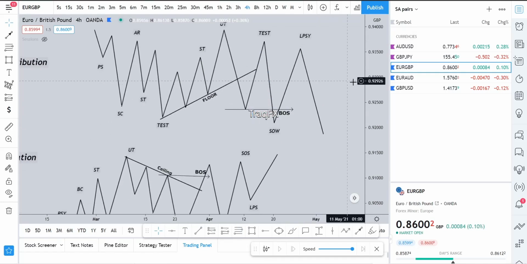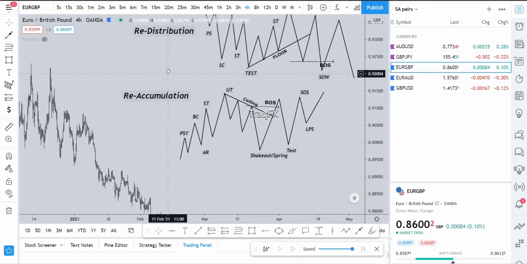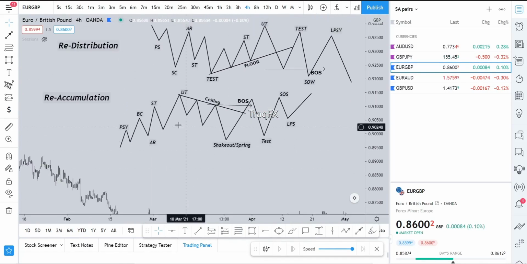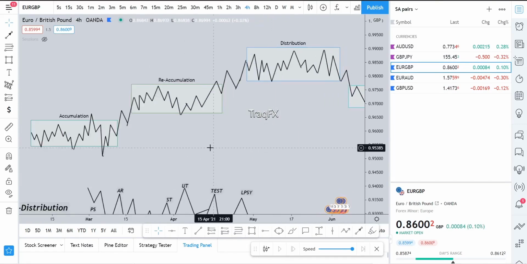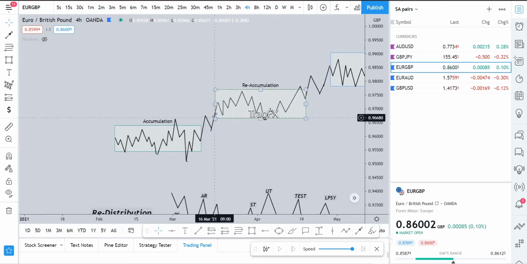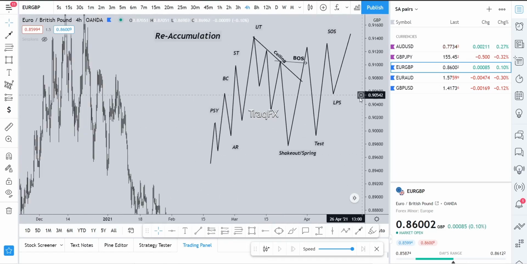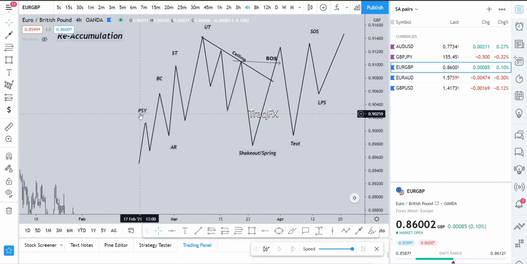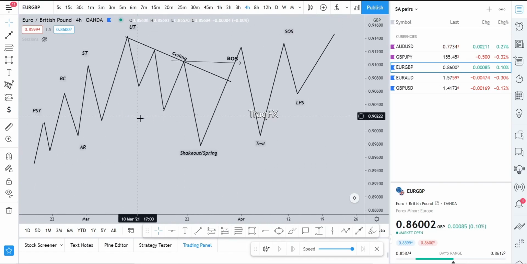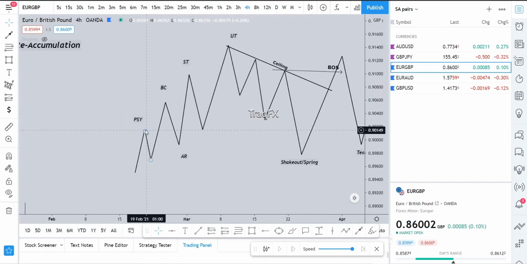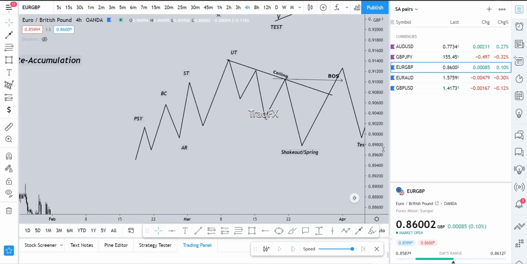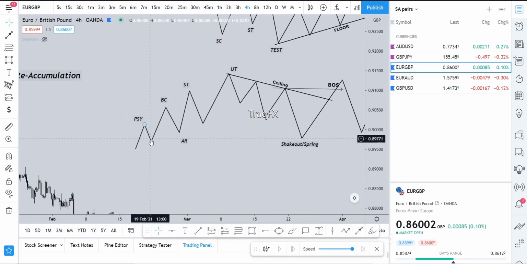Okay, now let's move over to our reaccumulation schematic. On a reaccumulation schematic, we're going to be looking for price to expand towards the upside and then begin to exhaust, right? So price will come to this preliminary supply. At this preliminary supply, it'll begin to slow down, right? Once it slows down, it'll retrace slightly.